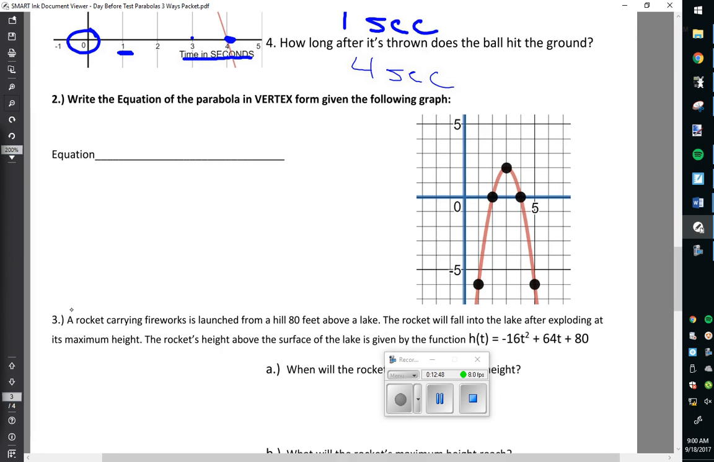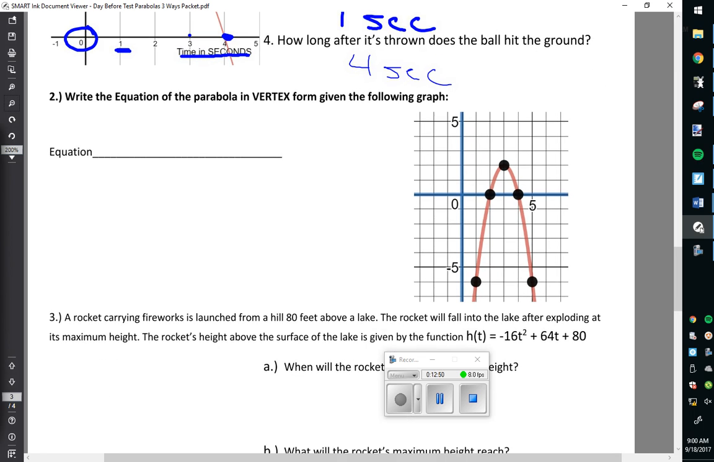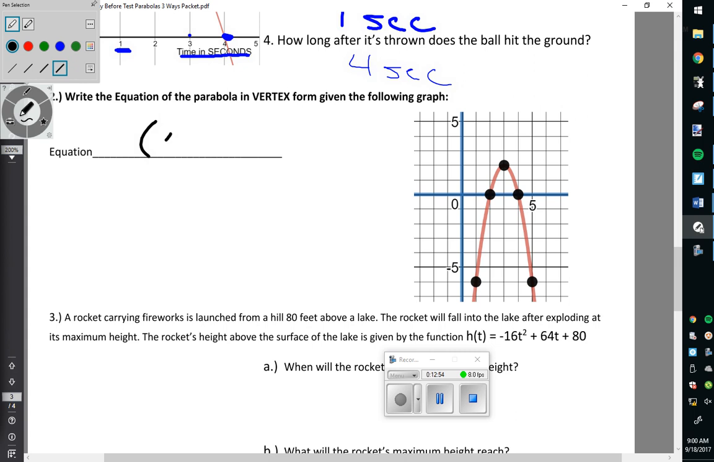A little bit different. Write the equation of the parabola in vertex form. So vertex form, some of us struggle with that idea. This is vertex form. Just like this. There are 3 things you need to put this in vertex form. I need my x value, I need my y value, and I need to know what my pattern is.